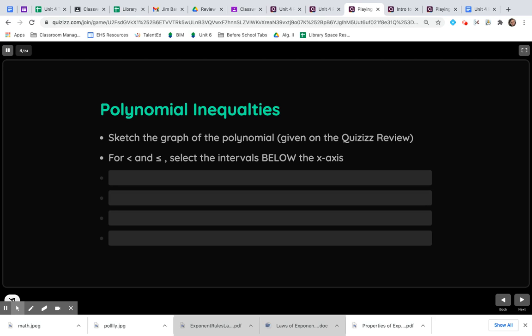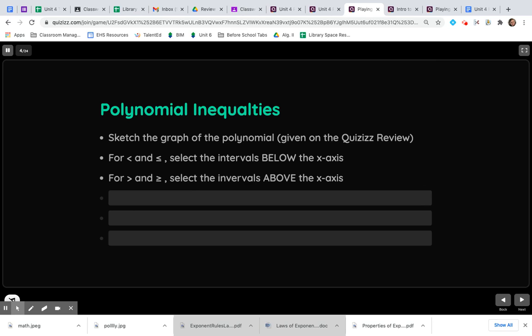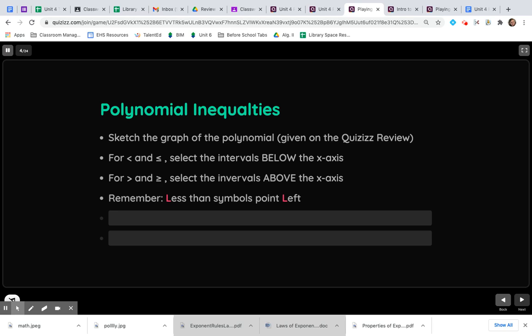And then if the symbol is facing to the left like these, you're going to want to pick the intervals that are below the x-axis. If it's facing to the right, that's greater than, pick the parts that are above. And then the easiest way to remember that is the less thans point to the left. They both start with L. That's why these go below.